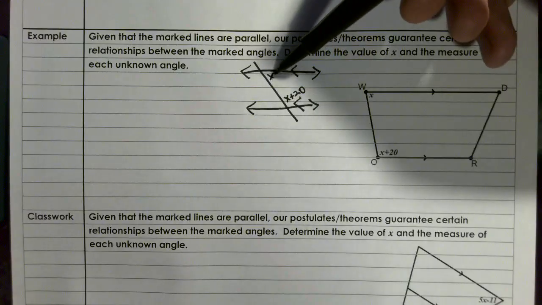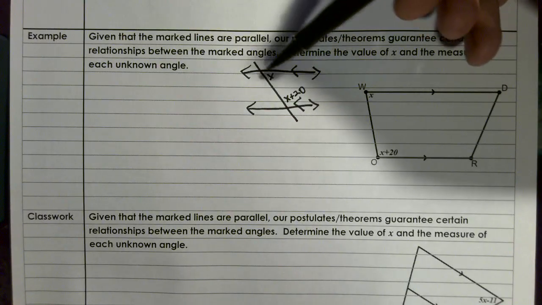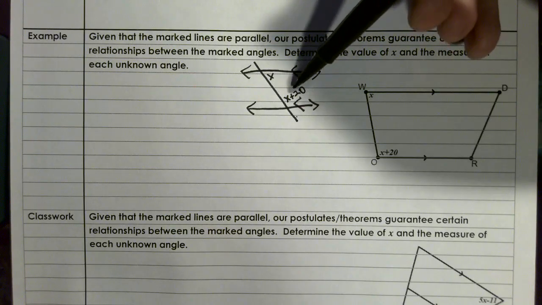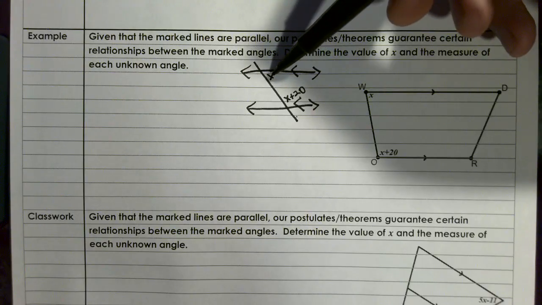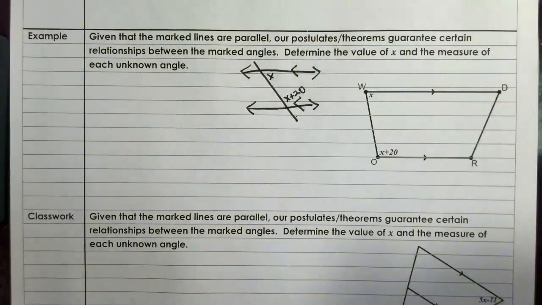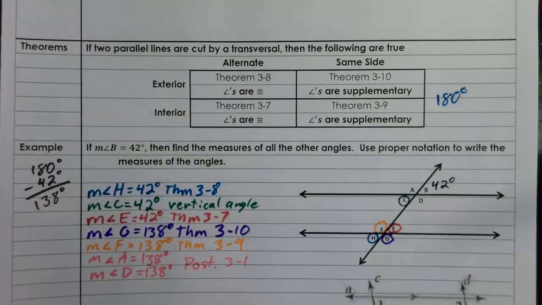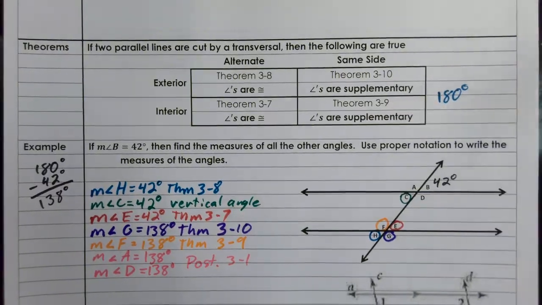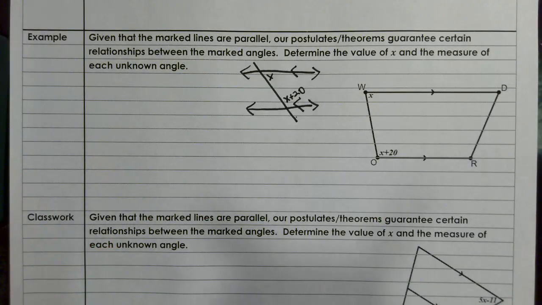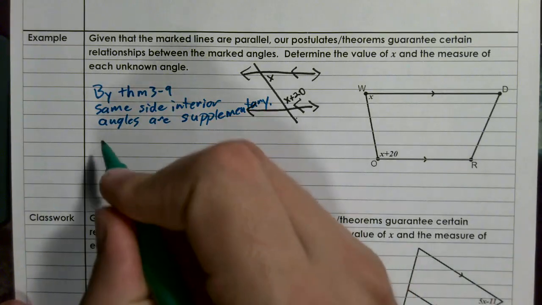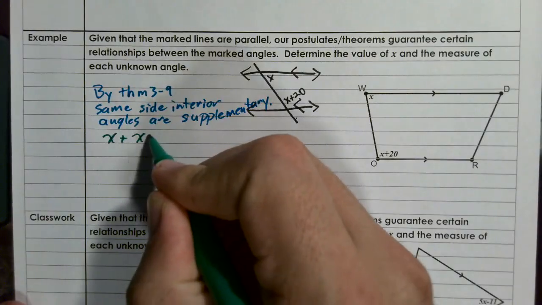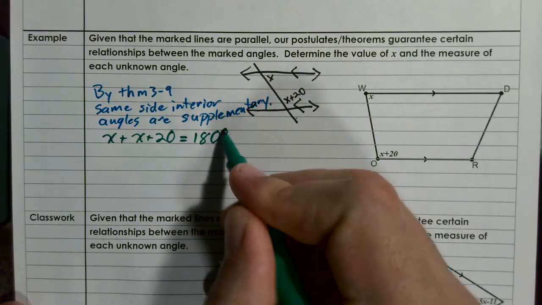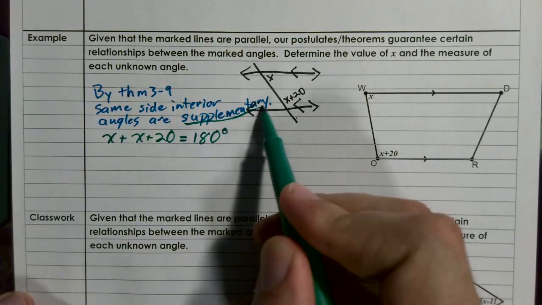Once we do that, we can say those are both on the same side of our transversal, this line right here, and they're inside of our parallel lines. So these two are same side interior angles. If I go back to the previous page of my notes, same side interior angles is theorem 3-9, so those two must be supplementary. Since they are supplementary, I can write a little equation. I can say x plus x plus 20. If I take my two angles and add them together, they better equal, for supplementary, 180 degrees.